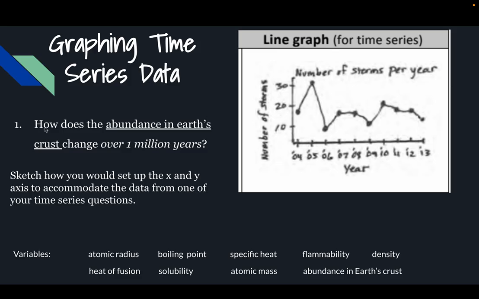So my question would be, how does the abundance in Earth's crust change over 1 million years? So I would put the abundance in the Earth's crust on the y-axis, and then I would put 1 million years across my x-axis. And then I would connect the points. Once I plotted my points, I would connect them so I had a line to look at and I could see the fluctuations in the data.